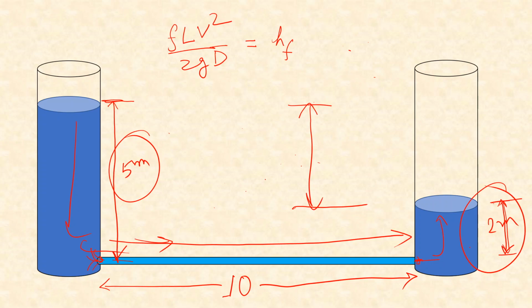That means we have lost 3 meter of head. Now this 3 meter of head is lost by a combination of loss at entry, loss due to friction in the pipe, and loss at the exit. So that's how we are going to make our formula or the equation for solution.